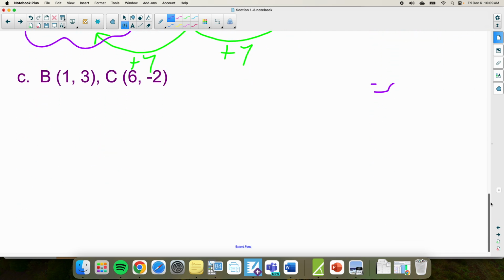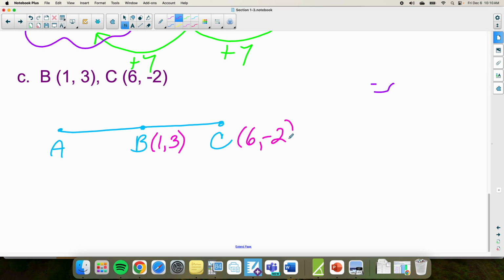Okay. So now let's go to this one, and again, the same directions on this one. B is the midpoint between A and C. So B is (1, 3). C is (6, -2). And we're looking for this. So if we do it the way that I've been showing, you would think, what would I do to 6 to get to 1? Do I add or subtract? I would have to subtract how much?